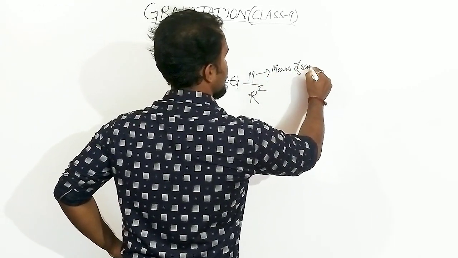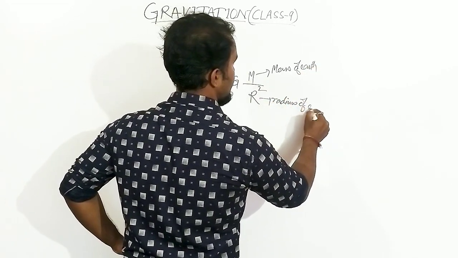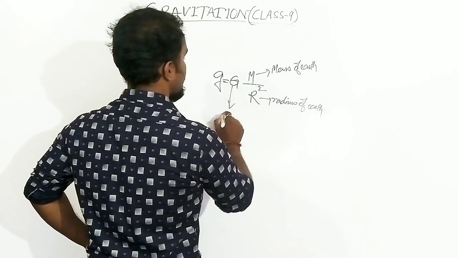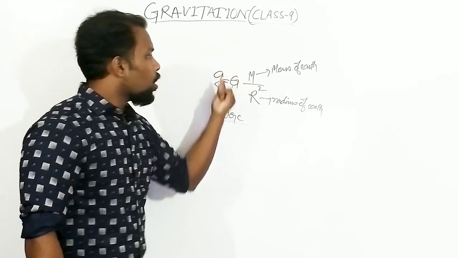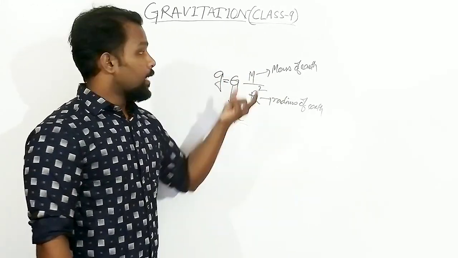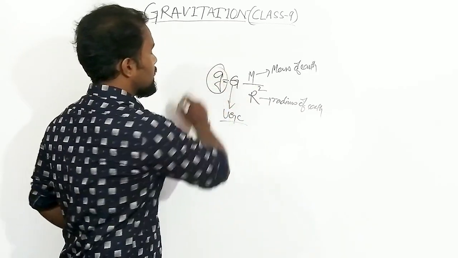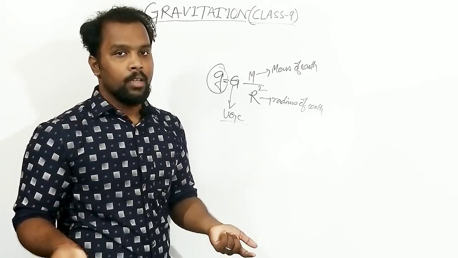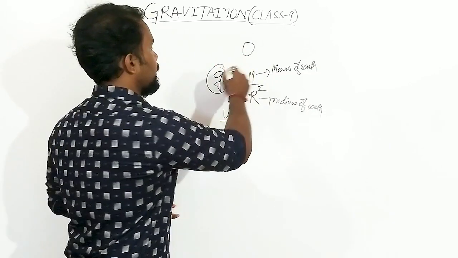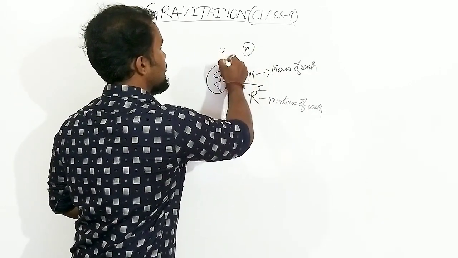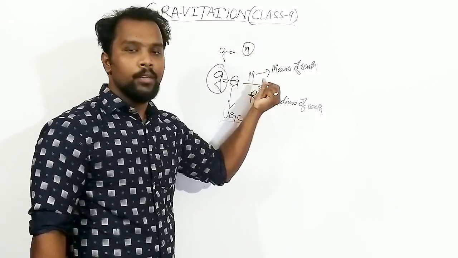r is the radius of the earth, right? And G is the universal gravitational constant. These are all constants. They are not related to the object. That means this gravitational acceleration g is independent of the mass of the object, because there is no mention of the mass of the object here. Simply we can say that.